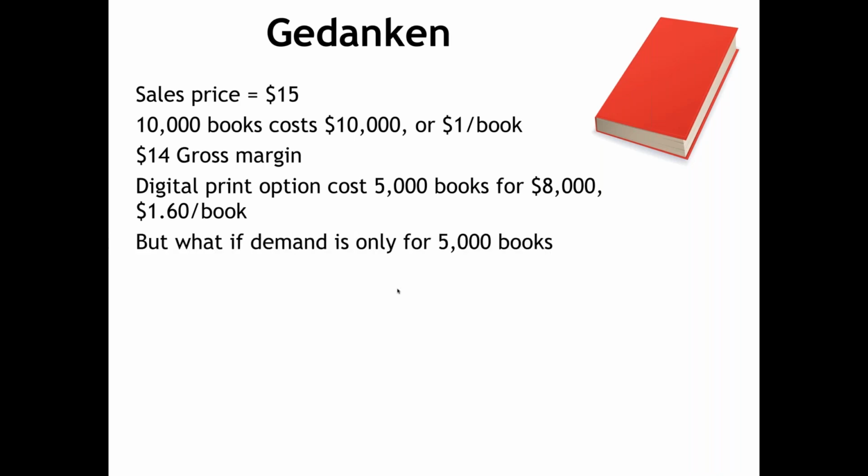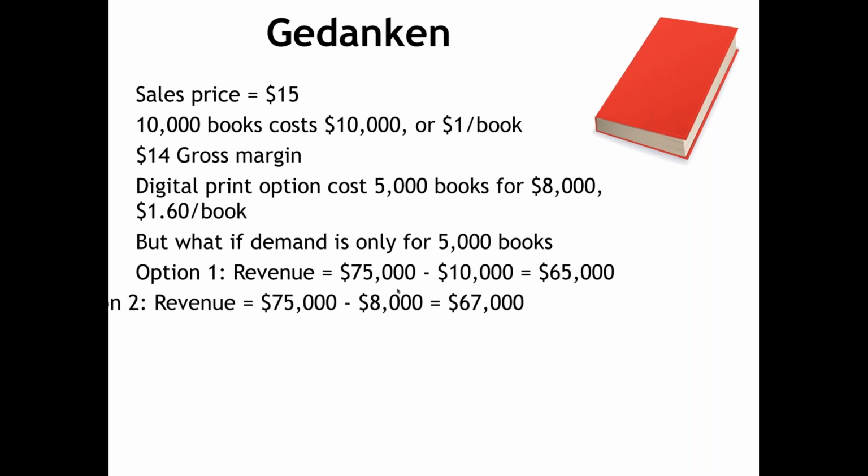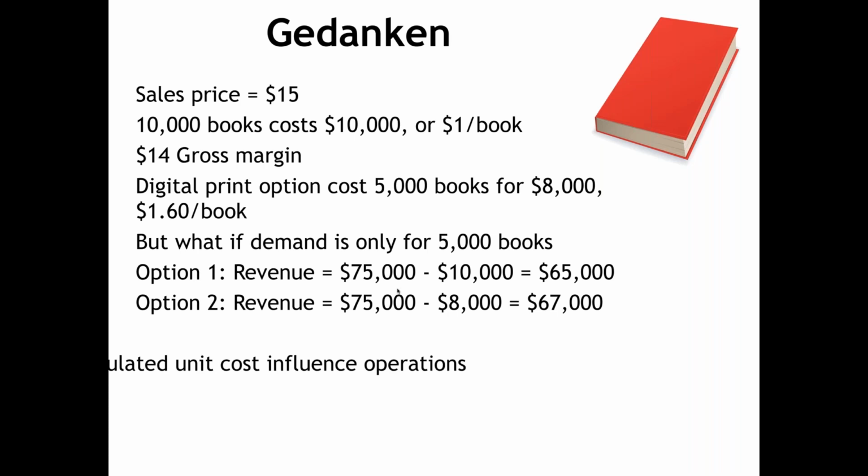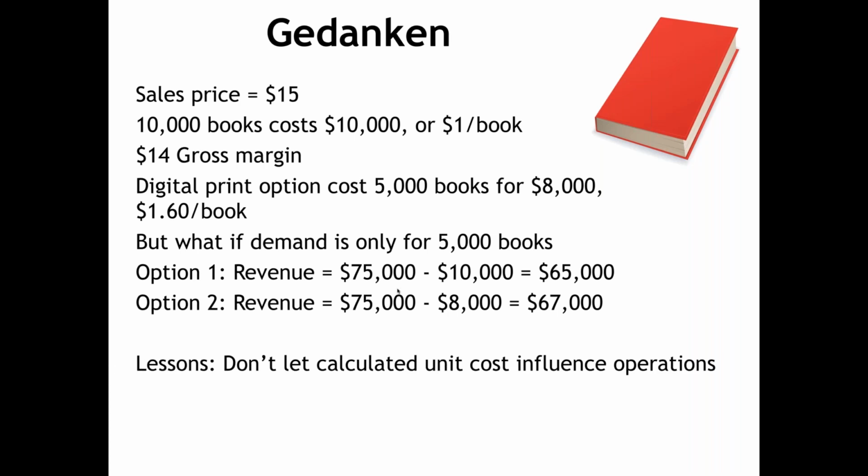Well, but what if the demand for the book is only 5,000 units? Let's say you only sell 5,000. So take a look at your different options here. You could have option one, where yes, you have a higher gross margin per book, but your cash is less. I'd rather be in option two, even though the gross margin looks larger, the cost per book looks higher. In other words, don't let calculated unit cost influence your operations.